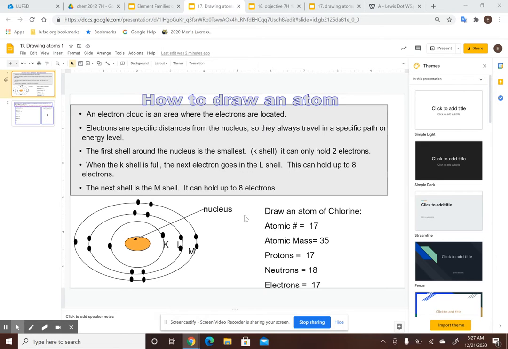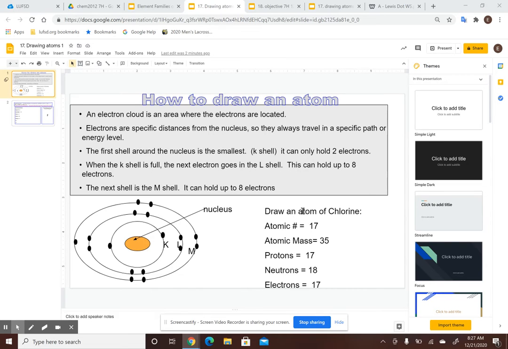We also said that for our purposes right now, the K shell, which is the closest shell to the nucleus, can only hold 2 electrons. When the K shell is full, the remaining electrons go into the L shell, but the L shell can only hold up to 8 electrons. If that shell gets full, then we can add the M shell, which can also hold up to 8 electrons.